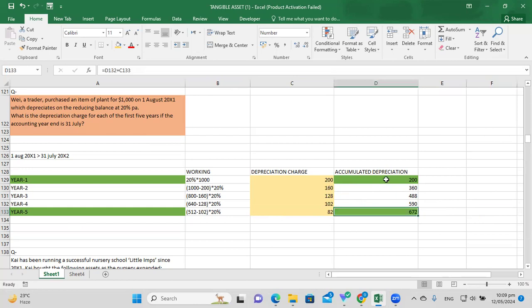In the same way, at the end of year two, it is 360. At the end of year three, it is 488. So like that. So this is what our accumulated depreciation is. So I hope this is clear.